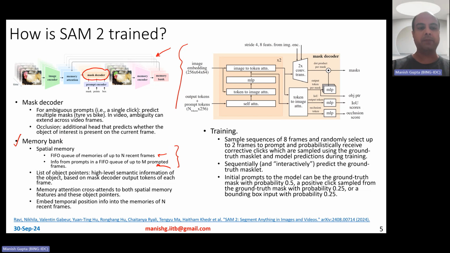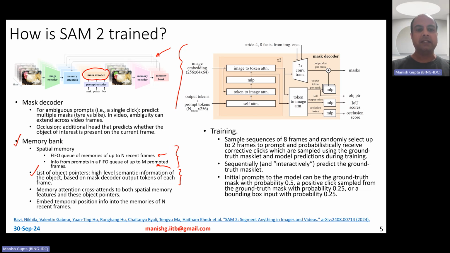But you also store object pointers. And what are object pointers? So you're tracking a particular object or multiple objects. And for each of those objects, you compute features and you store them in the memory bank also. They're high-level semantic information of the object based on the mask decoder output tokens of each of the frames, right?